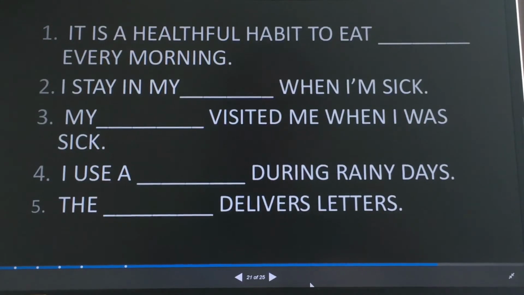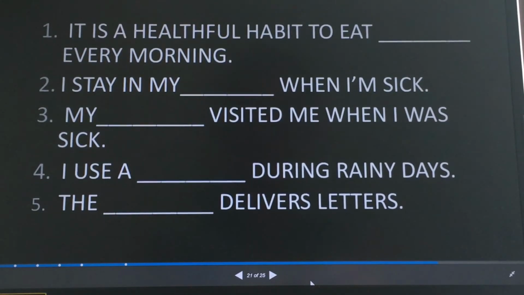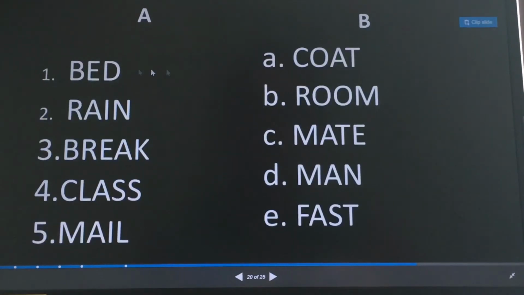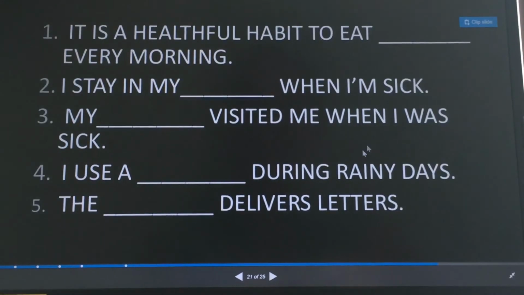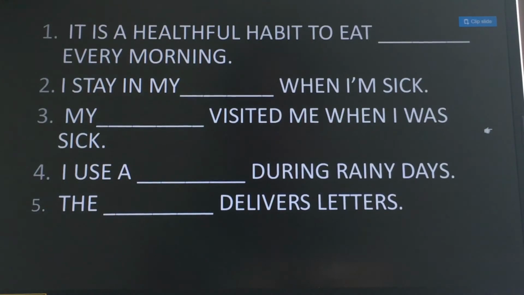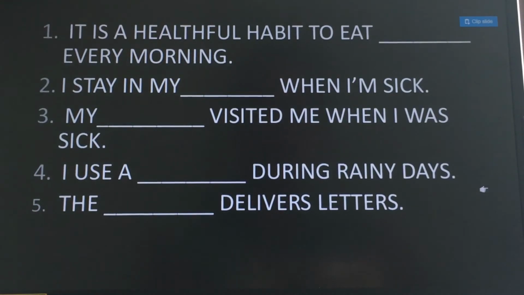Okay, let me see if you can try. Number 1. You're going to use the words that you made from these, the compound words. Okay, take note. We're going to use the compound words from this activity to complete these sentences. Anyone who can complete number 1? These sentences are very easy. Just read. Who can answer number 1?